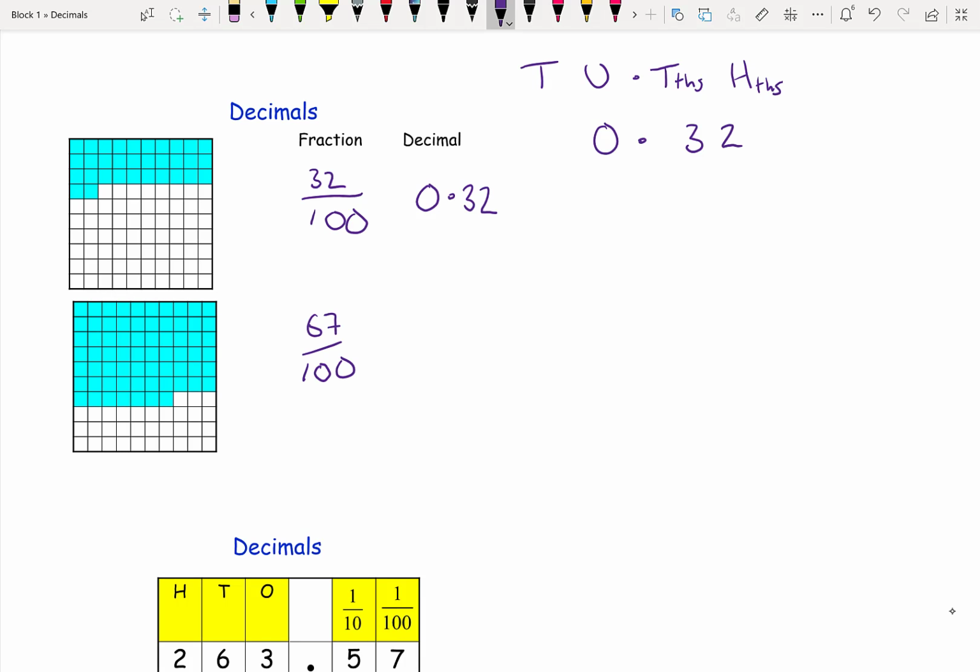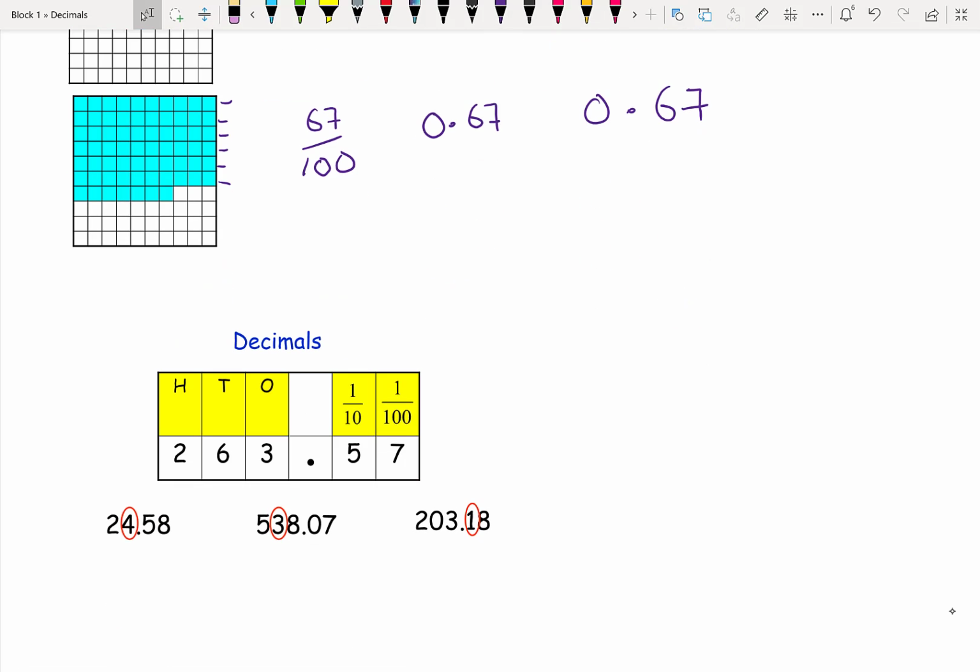Again, out of 100. And so that is the decimal. It's going to give me 0.67. And so I've got 1, 2, 3, 4, 5, 6 complete rows of 10, and that's where I'm getting my 6 tenths from. So it becomes 0.67. Moving down to the next bit then.